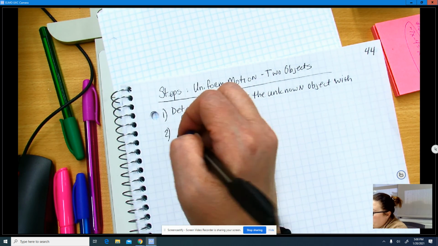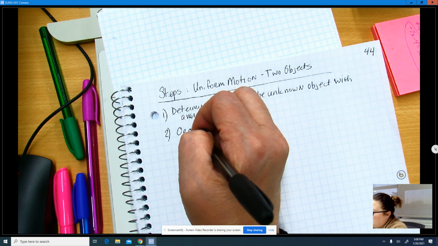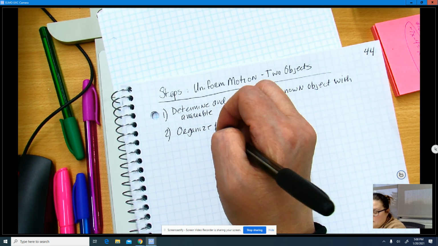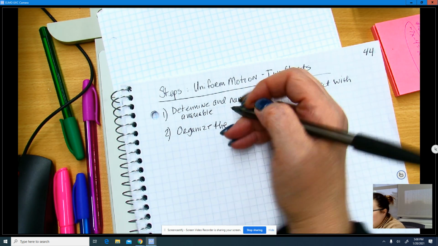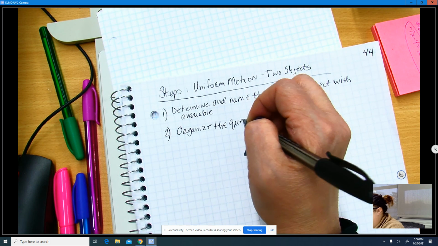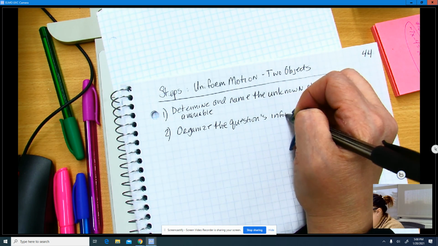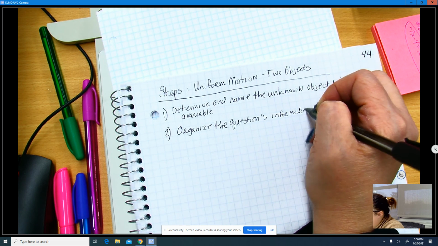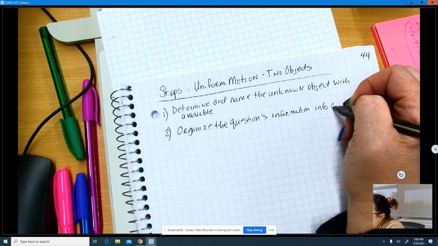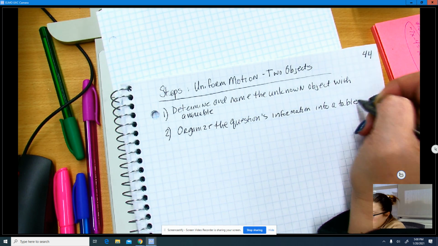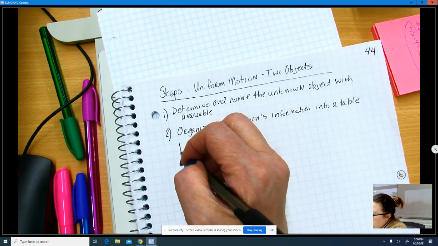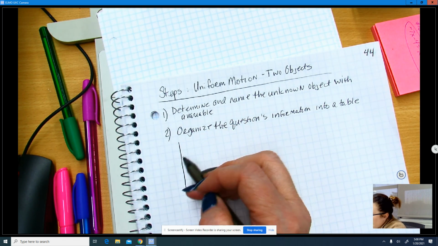Number 2, organize the information into a table. And we're still going to have like 4 rows here.